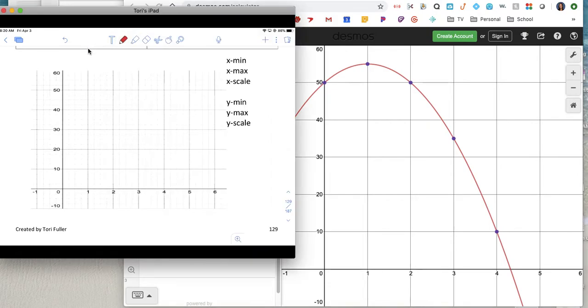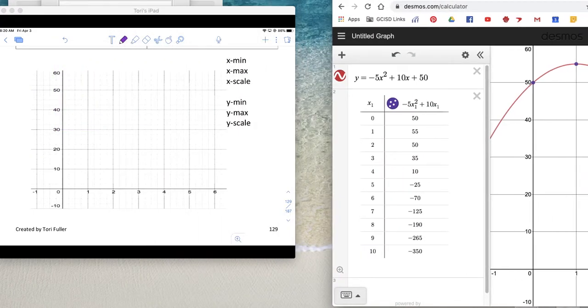So let me look back here. All right, with my purple dots, we are going to graph. 0 starts at 50. 1 goes to 55. 2 goes to 50. 3 goes to 35, 4 goes to 10, and 5 goes to negative 25.